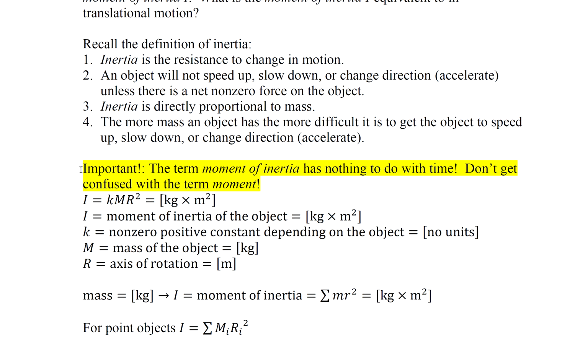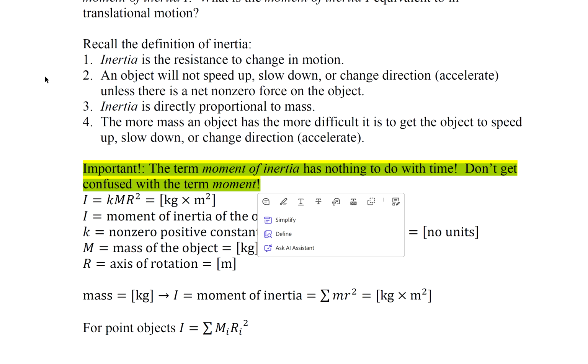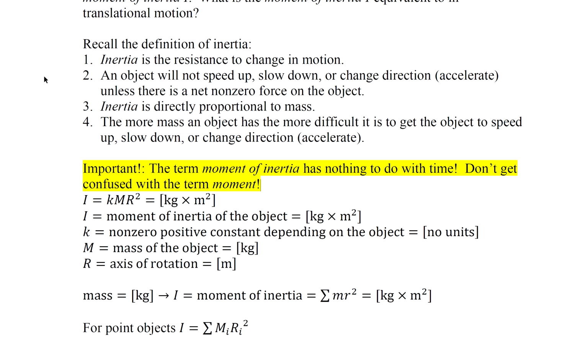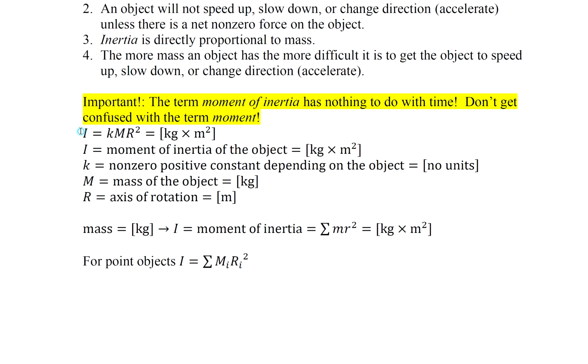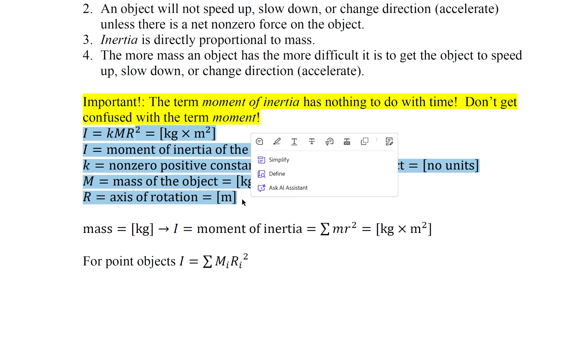So this is important. The moment of inertia has nothing to do with time. Don't get confused with the term moments, okay? So the moment of inertia is I. It's given by the equation I = kmr², where I is the moment of inertia of an object. k is a positive non-zero constant, depending on the shape of the object. m is the mass of the object, and r is the axis of rotation.